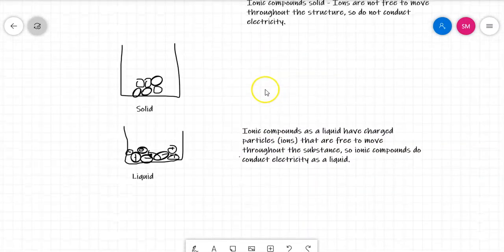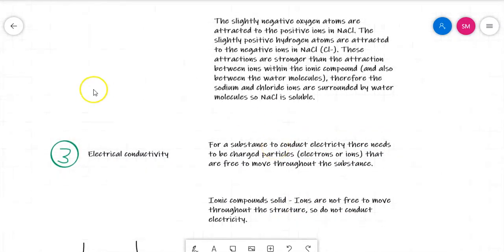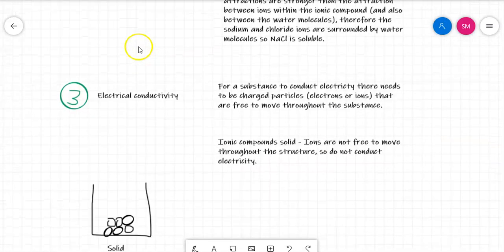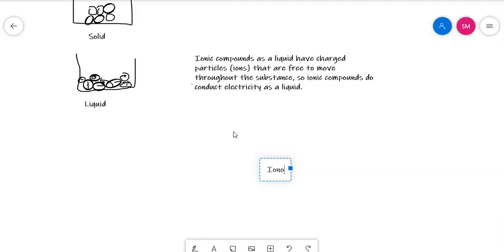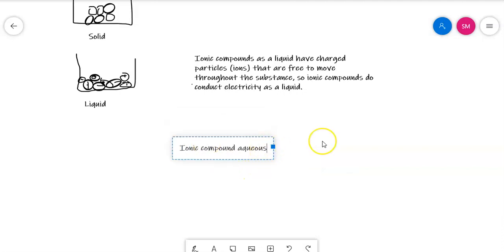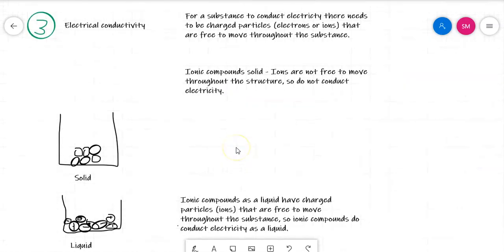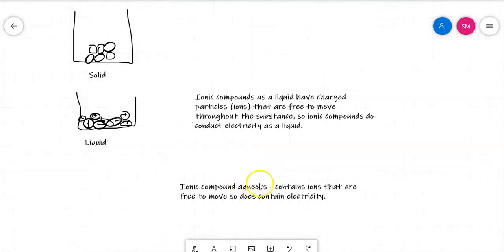The final way that ions do conduct electricity, and the reason that I have talked about solubility first, is that when these cations and anions are dissolved in water, these ions are held within the solution and they're free to move throughout the solution. So if you've got an ionic compound in aqueous form, the solution is able to conduct electricity because it does contain ions that are free to move. So those are the three states that we need to know about with electrical conductivity. As a solid, ionic compounds do not conduct electricity. As a liquid, they do, and when they're aqueous, they do as well.